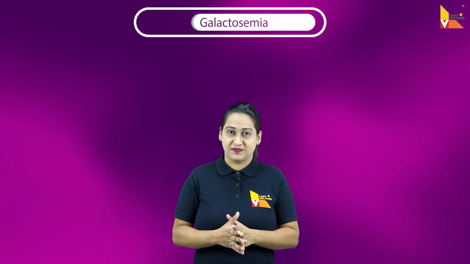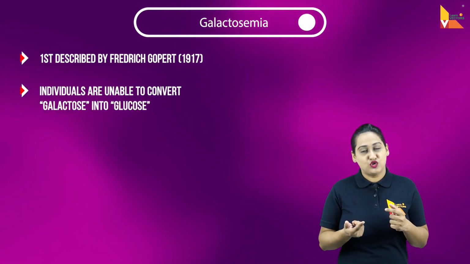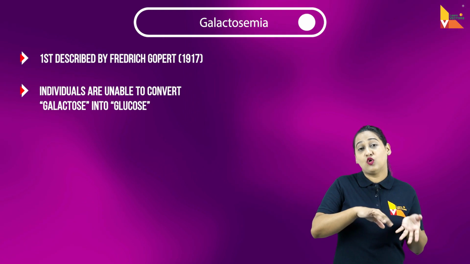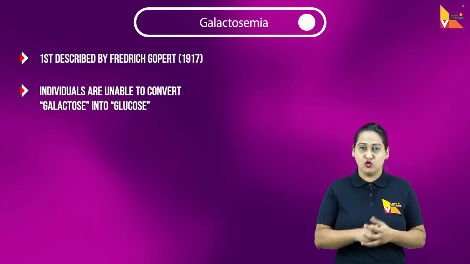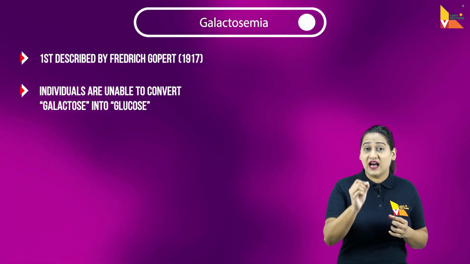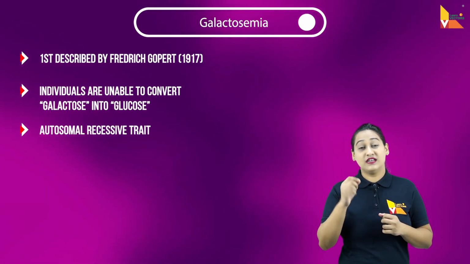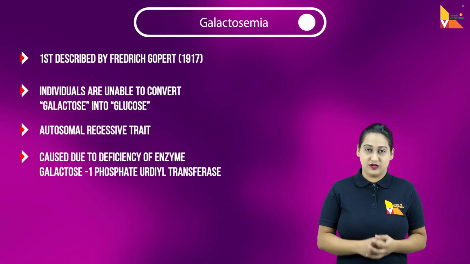The next one is galactosemia. Galactosemia was first described by Friedrich Goppert in 1917, and he explained that the individuals who are suffering from galactosemia are unable to convert galactose into glucose. They are unable to convert galactose into glucose, and this is again an autosomal recessive trait. Okay? This is due to the deficiency of the enzyme galactose 1-phosphate uridyl transferase.